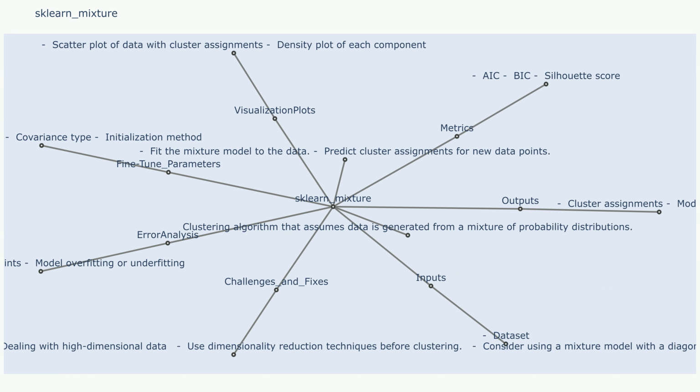Metric 2. Explain in detail Bayesian information criterion, or BIC. Another metric that balances model fit with complexity, often penalizing more complex models than AIC. Lower BIC scores indicate a better model.